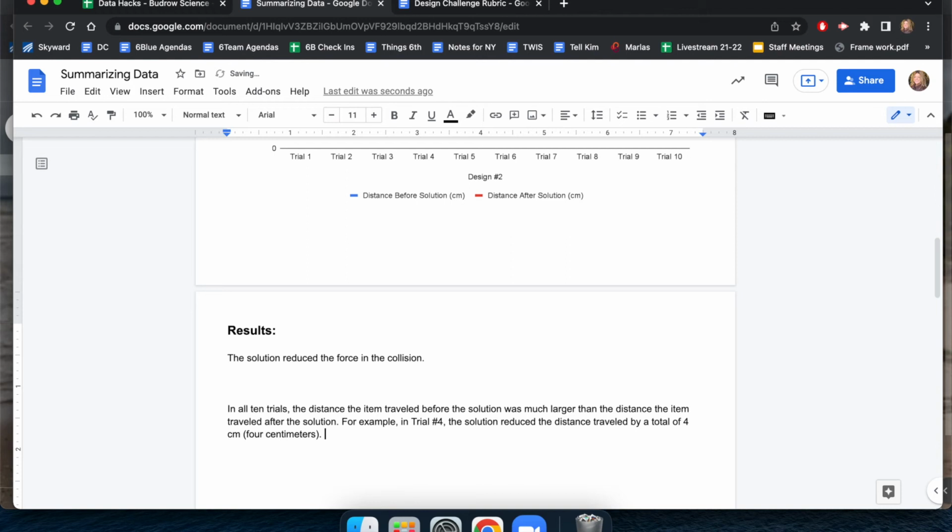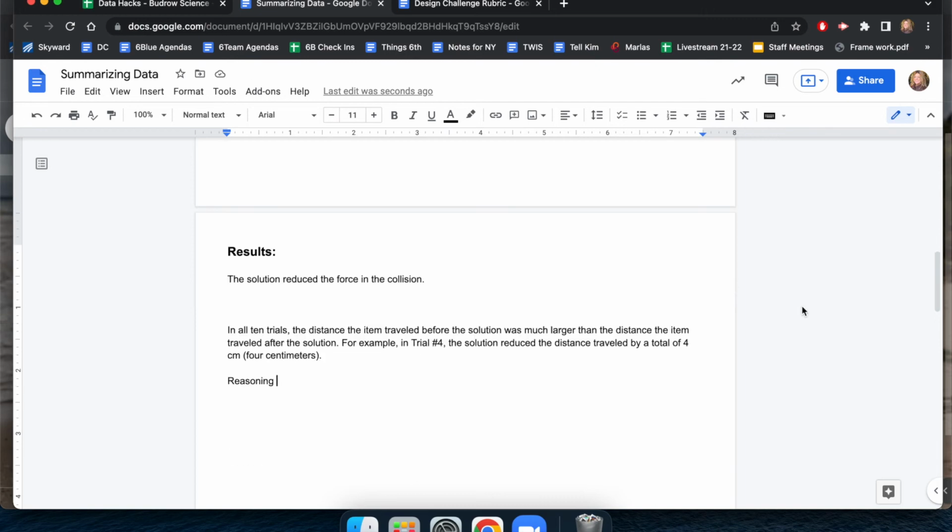Okay. Awesome. And then you could give some reasoning, right? This matters because the lower bounce or the lower distance traveled means there's less force acting on the object, and talk about the cushioning or the parachute or whatever it is, right? This is where you would put reasoning.